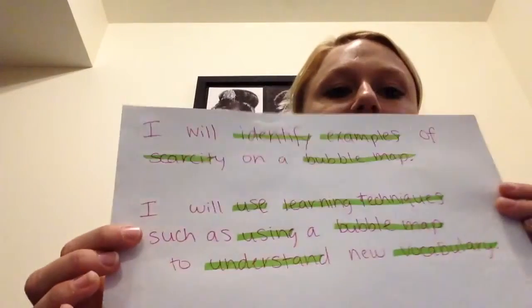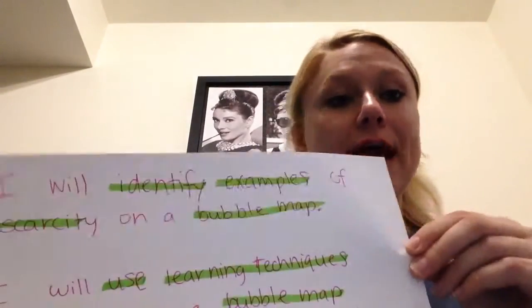So in closing today, I want us to go back and look at our learning objectives again. They say, I will identify examples of scarcity on a bubble map. I will use learning techniques such as using a bubble map to understand new vocabulary. So I want to know how well you think you met our learning objective today.